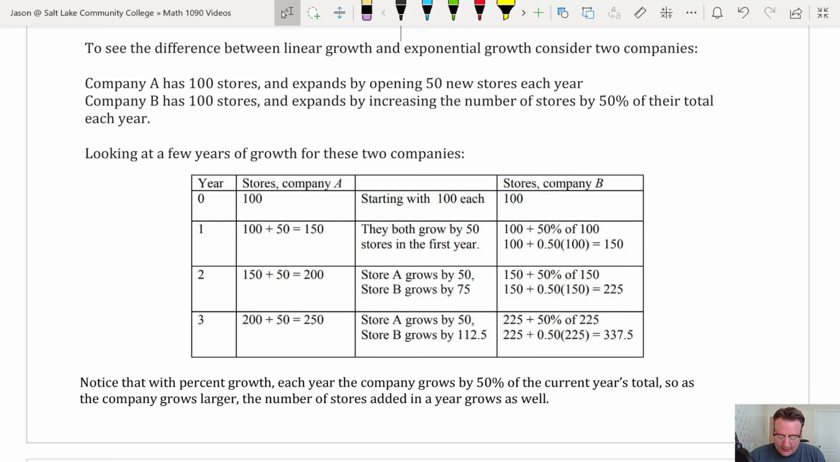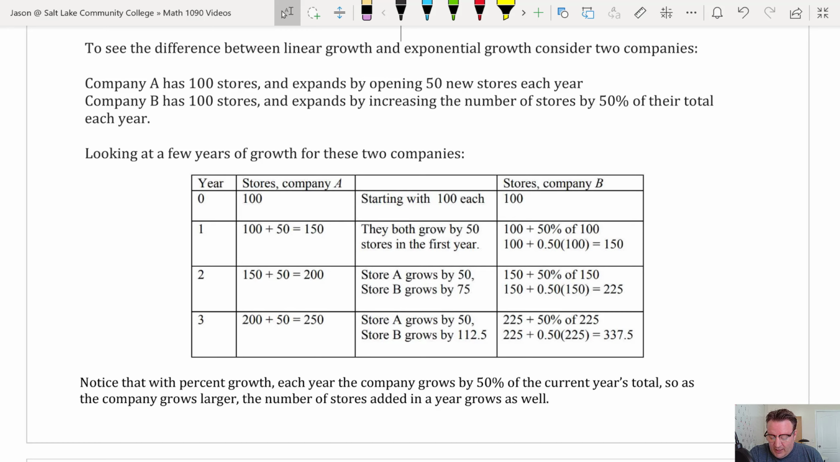So let's see what happens to company A. Company A is very predictable. At the beginning they have 100 stores. After 1 year they've expanded by 50 new stores, so they have 150 stores. After another year, they expand by another 50 stores. They have 200 stores, so on and so forth. They have 250 stores after 3 years.